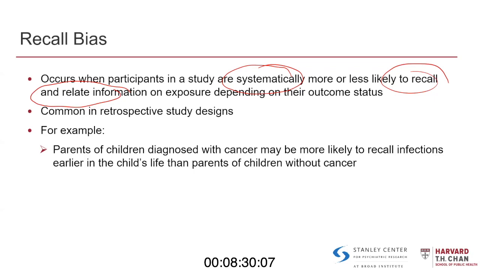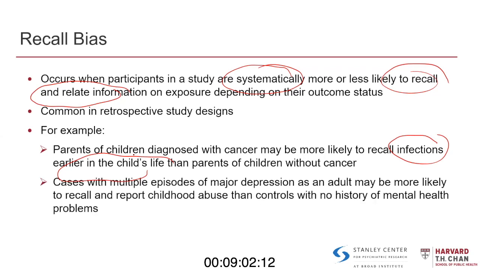So let's take an example. If we ask parents of children diagnosed with cancer, they may be more likely to recall history and information like infections earlier in the child's lifespan than parents of children without cancer, because exposed individuals are more concerned about their exposure and may over-report the occurrence of symptoms because they're asking questions about their history of exposure.